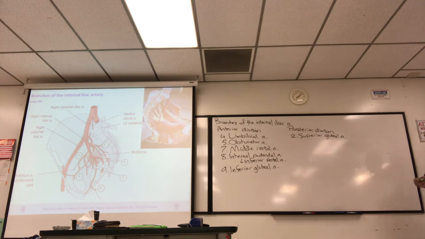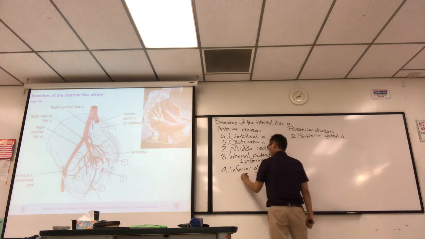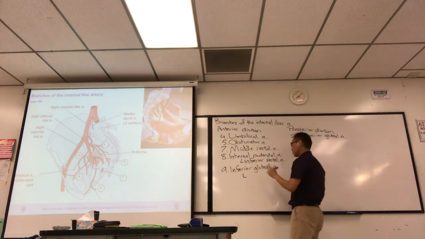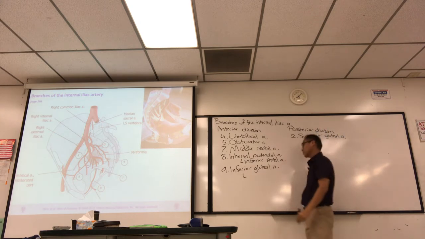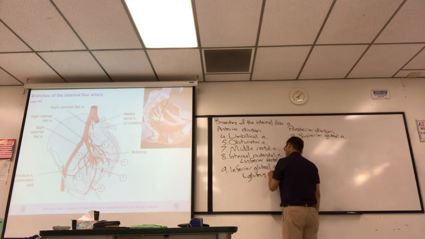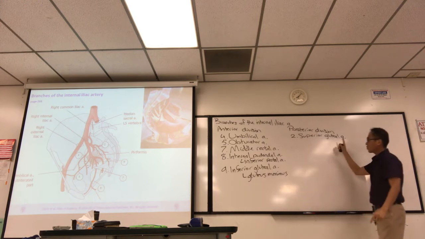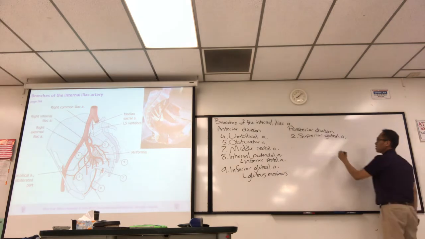So the gluteal arteries, everyone in 430 teaches those muscles. The inferior gluteal artery is going to supply blood to gluteus minimus, gluteus medius. No, I'm sorry, I got that wrong. The inferior gluteal artery will supply blood to gluteus maximus. And the superior gluteal artery will supply blood to those other two I just mentioned, gluteus medius and minimus.